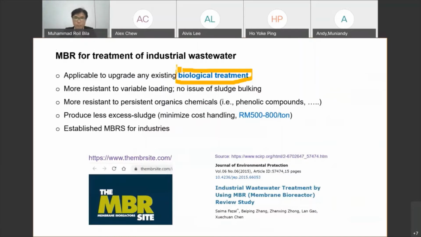If you use MBR, the system will be more resistant to variable loadings because I don't really care anymore about the settling properties of my sludge. And then I will have no worry at all about sludge bulking. When you have sludge bulking, typically you won't be able to run your system at full capacity. You will reduce the capacity, and sometimes you have to shut down the operation because you always have carry-forward sludge to your effluent.